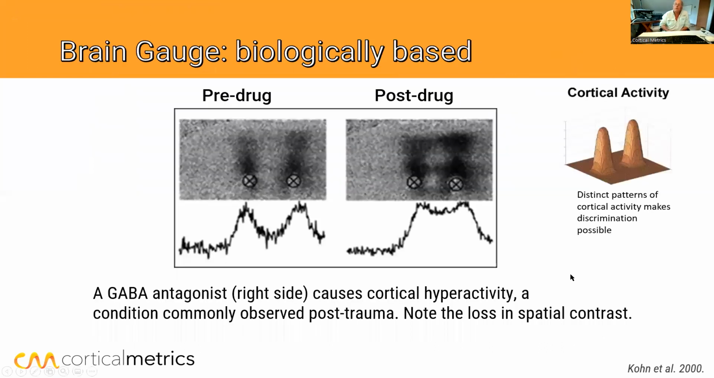Okay, so let's look at one biologically based advantage the Brain Gauge has. How do we measure and look at contrast? Basically, contrast is your brain's ability to turn that contrast knob and sharpen up on a couple of points. If you take a chunk of cortex and activate it, putting a stimulus here and a stimulus here, you see very distinct activation patterns. You see that this activity here is very sharp, and so it's really easy to tell the difference.